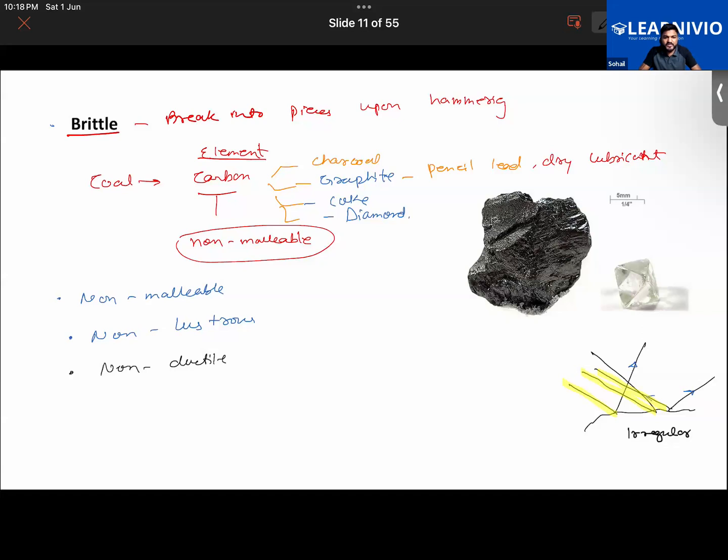And are they strong? No. In terms of strength, their tensile strength is very low, meaning that non-metals can't hold large weights. They are easily snapped.